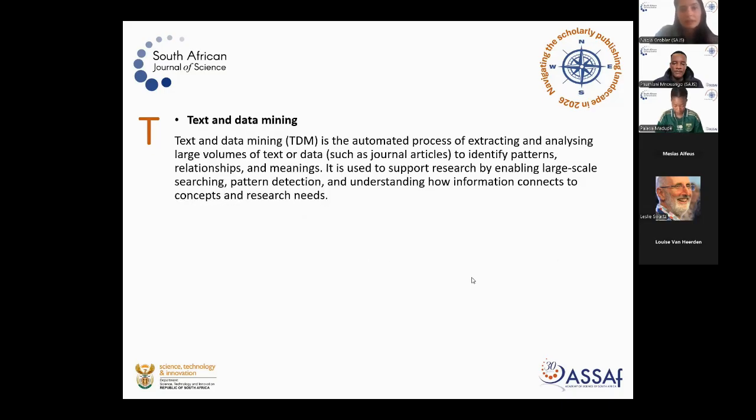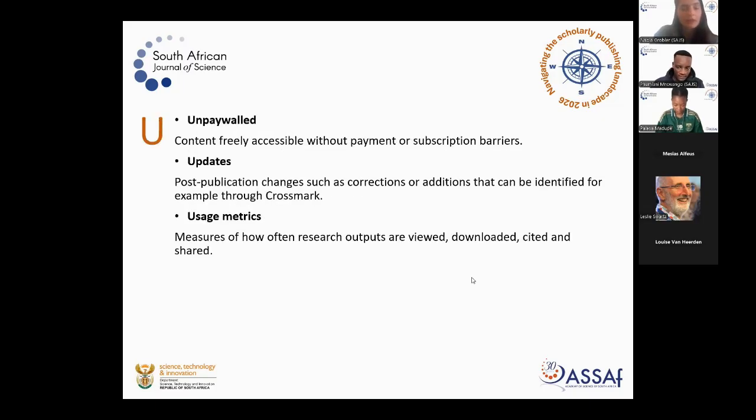Text and data mining is the automated process of extracting and analyzing large volumes of text or data to identify patterns, relationships, and meanings. It is used to support research by enabling large-scale searching, pattern detection, and understanding how information connects to concepts and research needs. Unpaywalled is content freely accessible without payment or subscription barriers.